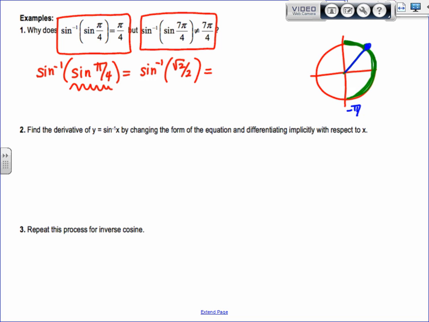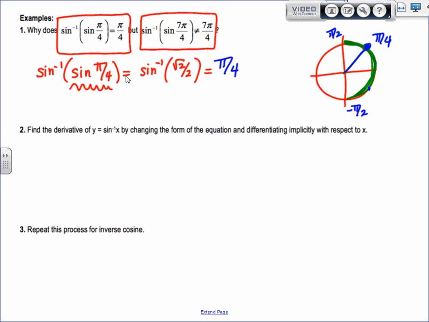Negative root 2 over 2 would have worked then. Right. Well, it would be down here. It would be down there. All right, so we want our answer to be between negative pi over 2 and pi over 2. We want pi over 4. So if you use your calculator and you did inverse sine of root 2 over 2, it's going to give you pi over 4. It's going to give you like the decimal version, but you'll get pi over 4.